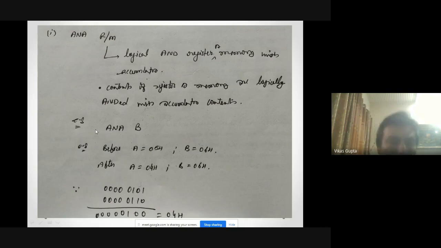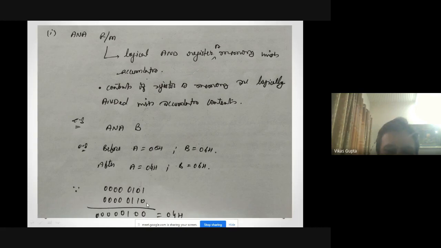Now the logical instruction we have, ANA R/M, the logical AND operation of the register R with the accumulator. For example, ANA B. ANA B में हम लोग क्या करेंगे, B में जो डाटा पड़ा रहेगा उसको हम लोग AND ऑपरेशन परफॉर्म करेंगे एक्यूमुलेटर के साथ. एक्यूमुलेटर में फॉर एग्जांपल द डाटा वाज 05H और B में मेरे पास 06H है.